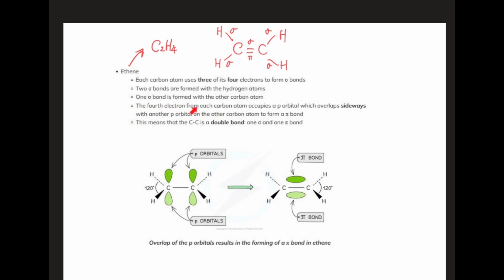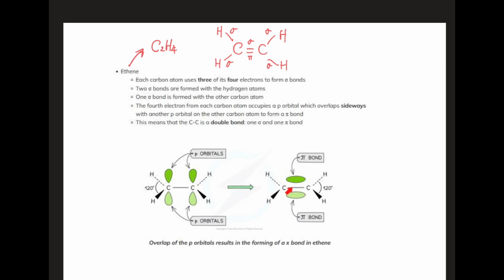The 4th electron from each carbon atom occupies the p orbital, which overlaps sideways. So here, this is the pi bond. The 4th electrons overlapping sideways means pi bond. So they are like this. They are going to overlap sideways, up and down. This is the sigma bond. This is the pi bond. The pi bond is the 2 green colored parts. That represents 1 pi bond.